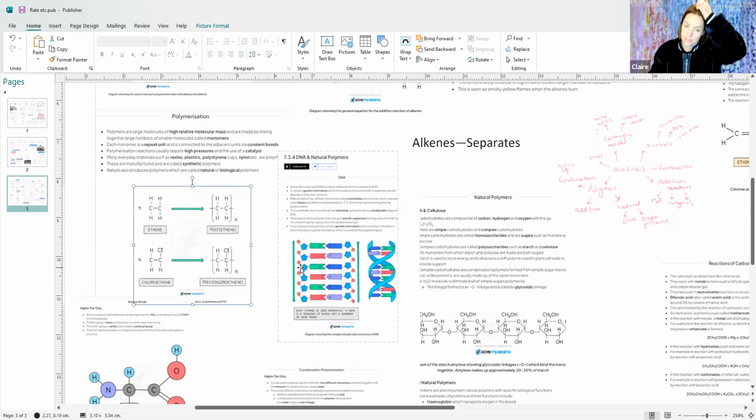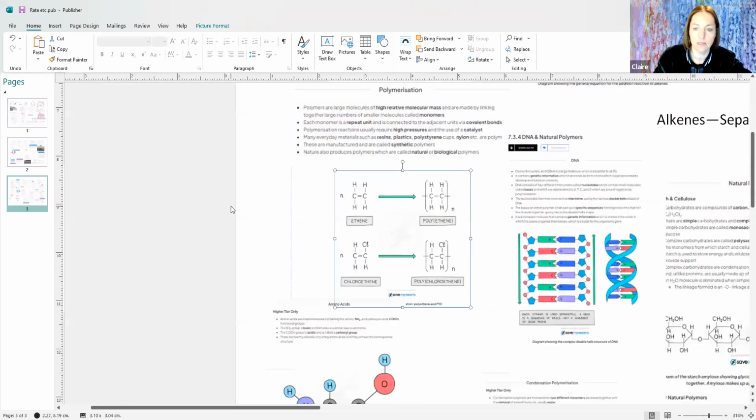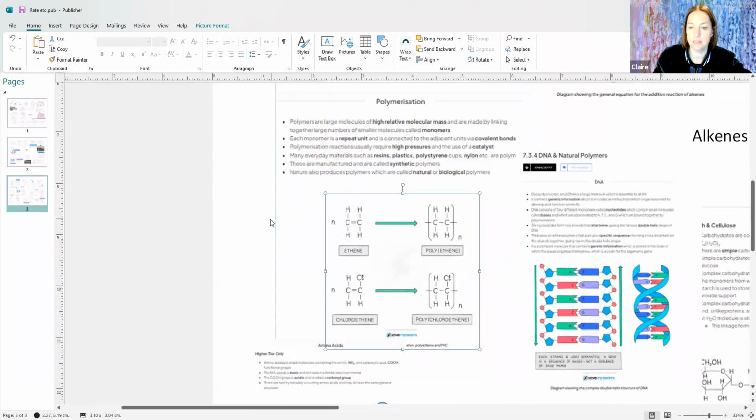So let's start with addition polymerization and condensation polymerization. I think this is the first one here. So polymerization: remember, polymers are long chains of monomers. You need to remember how to draw them. A monomer is wrapped in brackets, and the little n represents how many there are.